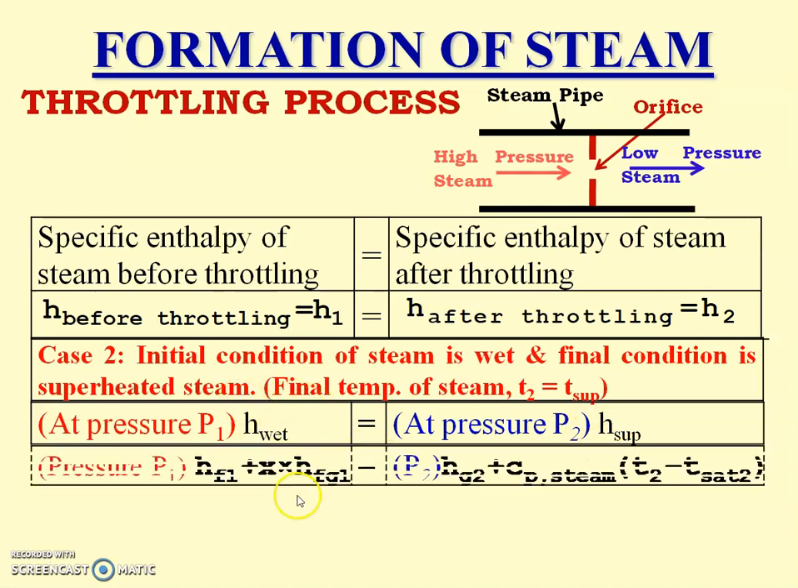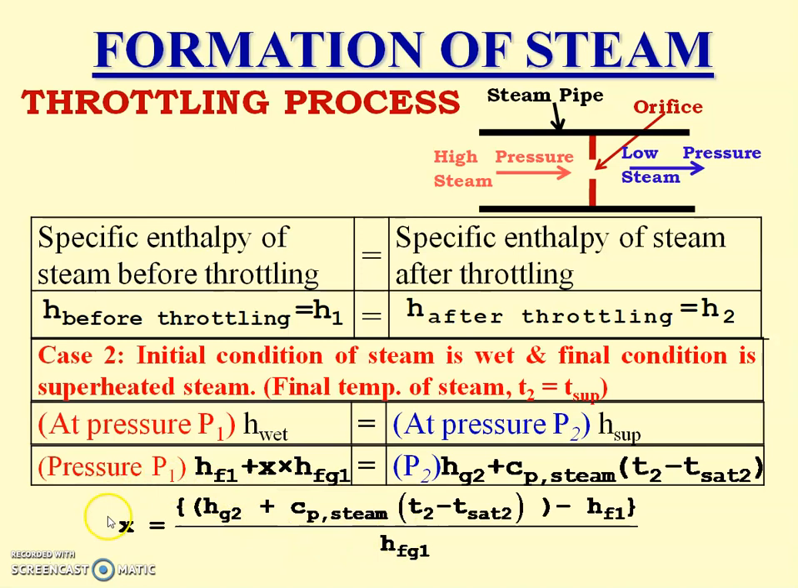So what is the equation of H wet? Hf1 plus x into Hfg1. From where will we get Hf1 and Hfg1? Yes, at pressure P1 from the steam table. What is the equation for H sup? Hg2 plus Cp of steam into (T2 minus Ts2). Now Hg2 and Ts2 we can get from the steam table at pressure P2. And Cp of steam is constant, that is 2.1. So using this equation we can calculate x. That is the equation to calculate x for case 2, where wet is converted into superheated.